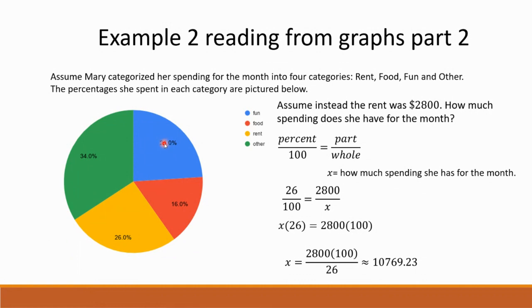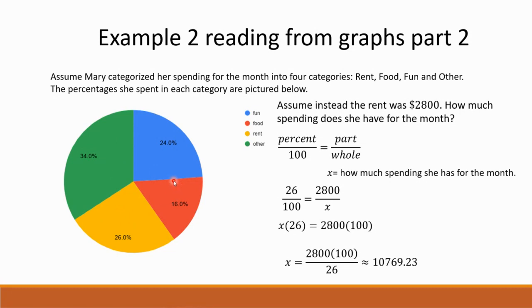what we have is this. We're assuming here that some person named Mary had categorized her spending for the entire month into these 4 categories, okay? You know, rent, food, fun, and other. So this is basically saying that 26% of her monthly spendings was towards rent, 16% was towards food, and so on.